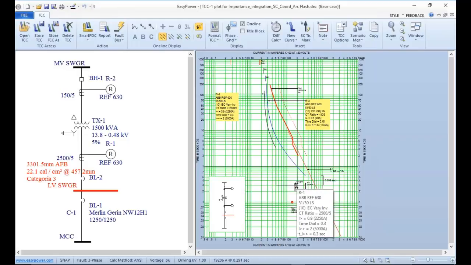It's very important that the people performing the short circuit studies and coordination studies do these studies integrated with arc flash studies, because you are going to have more adequate settings and incident energies and much better protection and things like that.